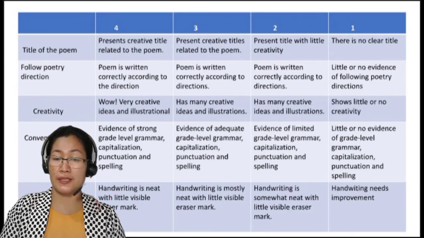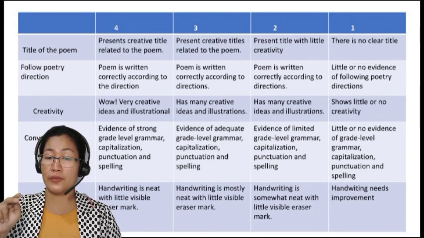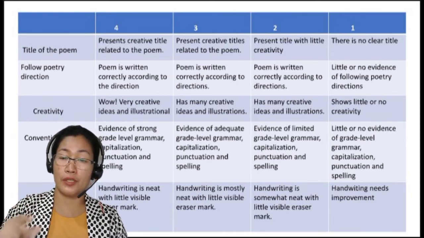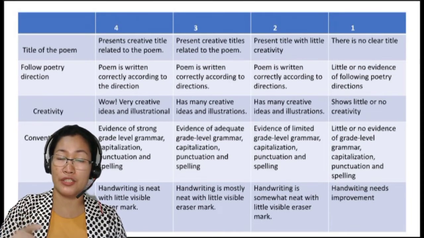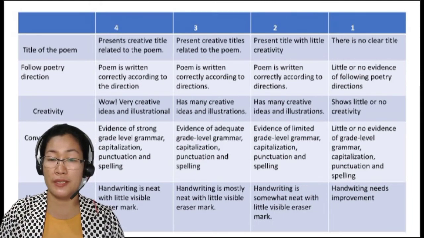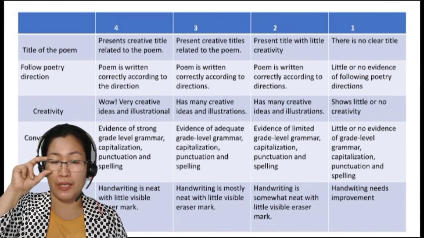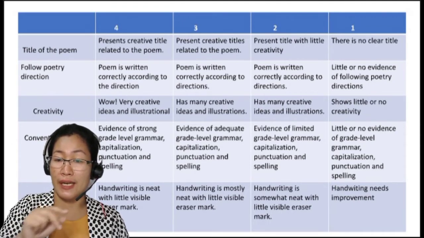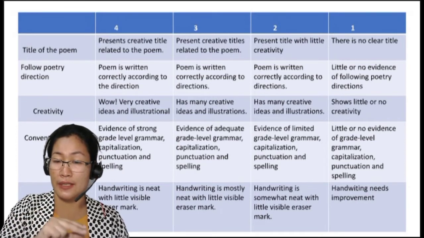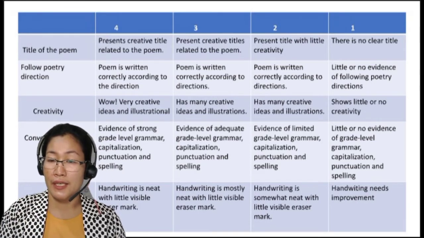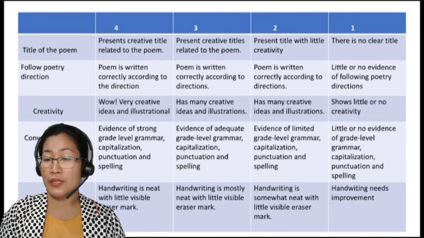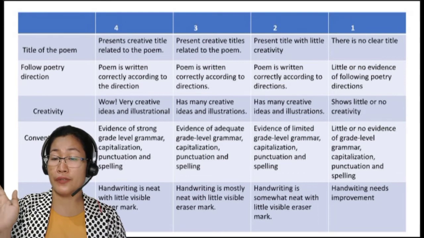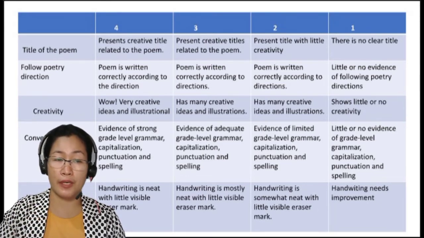Next, conventions. Evidence of strong grade level grammar, capitalization, punctuation, and spelling. You must be careful about your grammar, capitalization, punctuation, and spelling when doing a poem. Number 3, evidence of adequate grade level grammar. Adequate only. Number 2, evidence of limited grade level grammar. Limited only. And for number 1, little or no evidence. You must be careful with your grammar and punctuation.